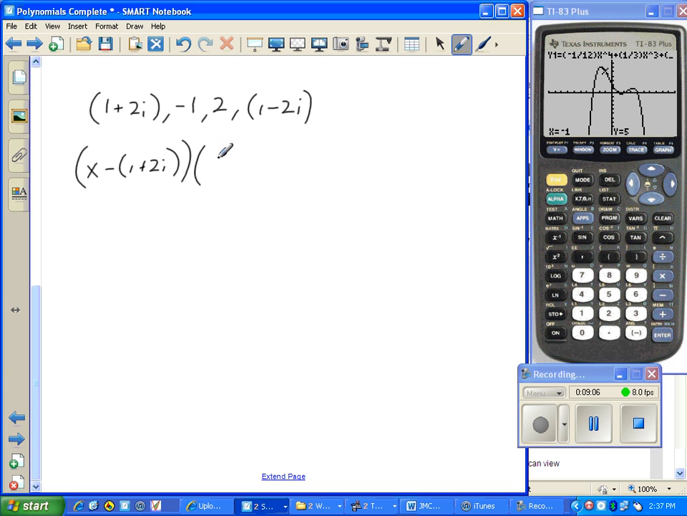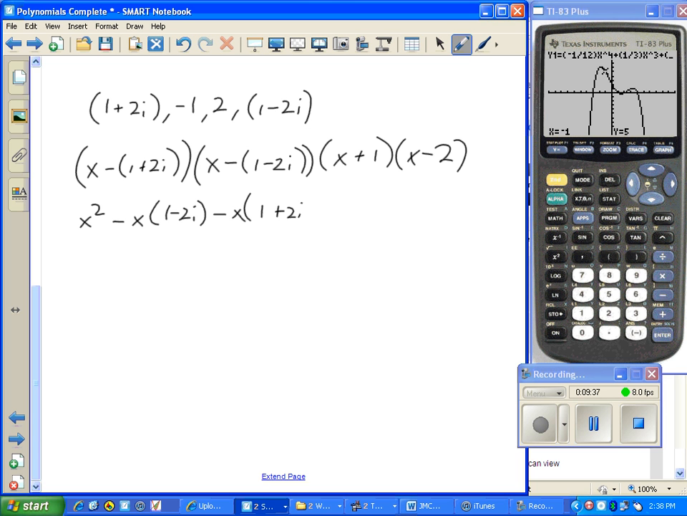Okay, I have a factor of x minus this root, and x plus 1 and x minus 2. We'll multiply these together first. So I could start by, okay, x times x is x squared. x times this is negative x times 1 minus 2i. And then this is negative x times 1 plus 2i. And then multiply these together.